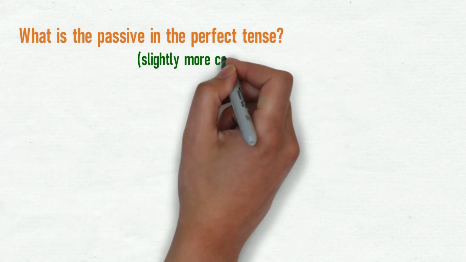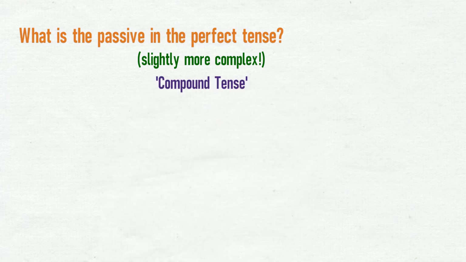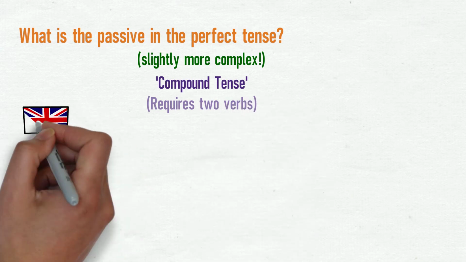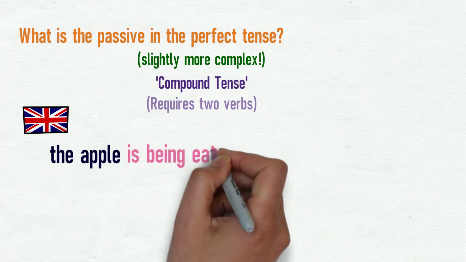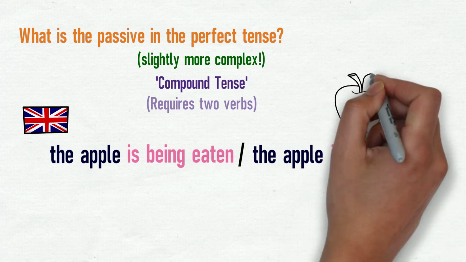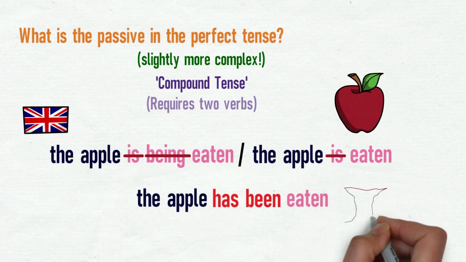This is the slightly more complex and what we call compound tense of passive sentences. That means that it requires 2 verbs rather than 1. Let's look at an example in English. In the first lesson, we used the sentence, the apple is being eaten, or the apple is eaten. In the second lesson, when using the imperfect tense, this became the apple was eaten, or was being eaten. To form the perfect tense of this sentence, we need to use 2 verbs where we previously used 1. That means that this sentence becomes, the apple has been eaten.